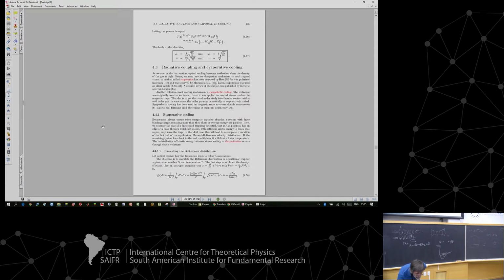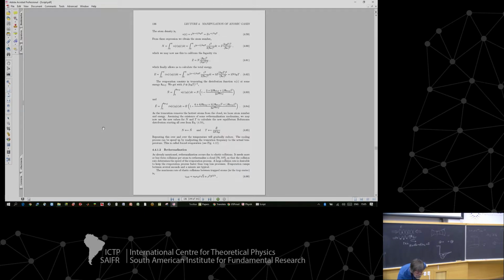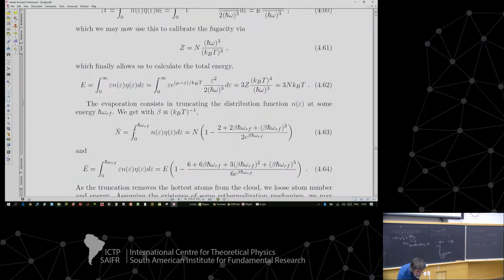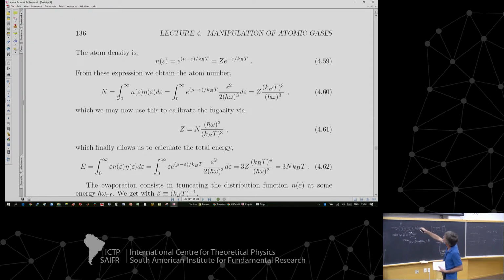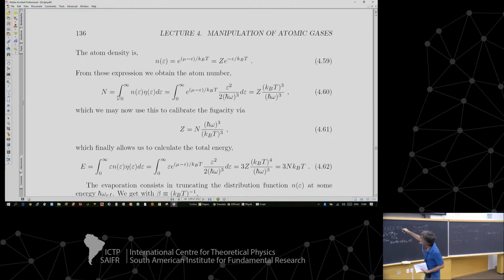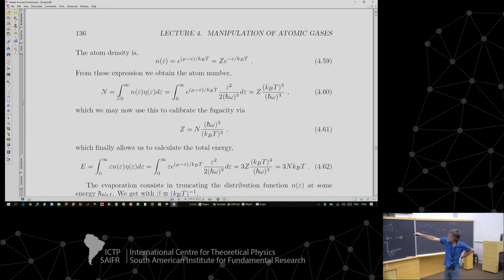I won't walk you through the calculations. This is what I wanted to show you. Basically, you can calculate this. You have to calculate your distribution. This is the number of atoms, and you have to introduce the state density for your trap. It depends on the shape of your trap. So for a harmonic trap, you have this expression here, which you have to calculate in order to relate the number of atoms with the energy. And here is the energy. If you carry out the calculation, the energy in equilibrium is given by 3 times the number of atoms times the Boltzmann constant and the temperature.